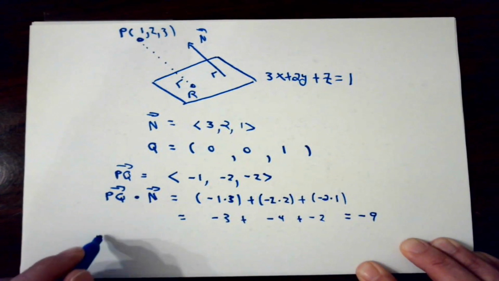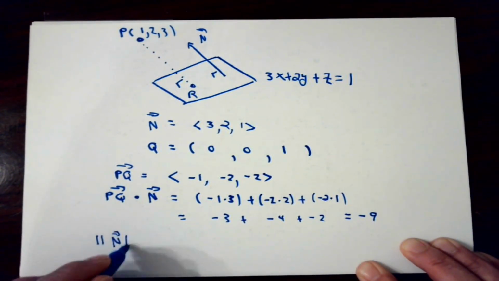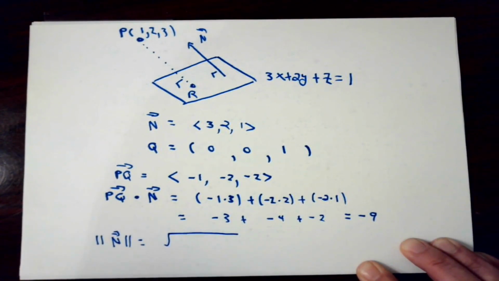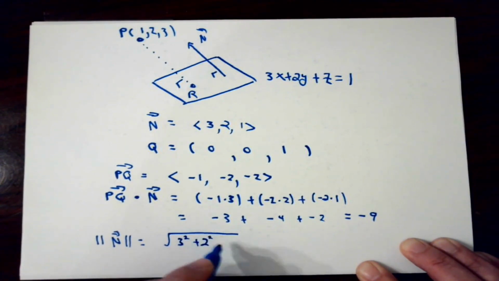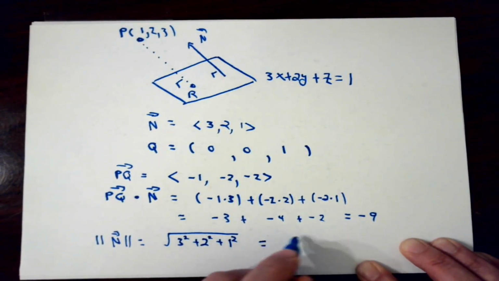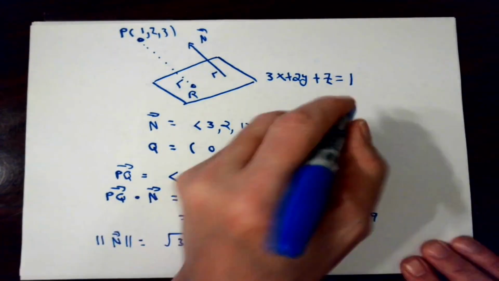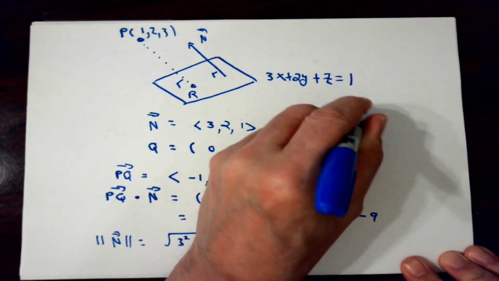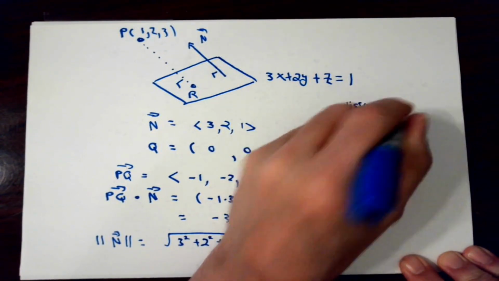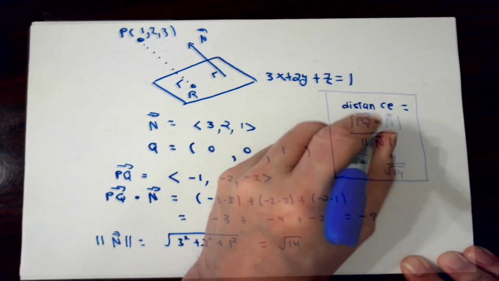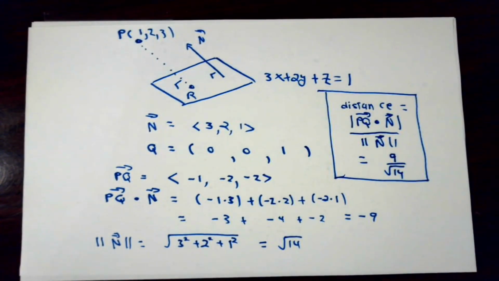Lastly, I need to know the length of the normal vector, but again, this is a completely routine little calculation for us to do. We square the components, add them up, take the square root. The perpendicular distance from point P to the plane of interest is the absolute value of PQ dot n divided by the magnitude of n. And this is the perpendicular distance. We could simplify this in a variety of ways, or we could just leave it like that.